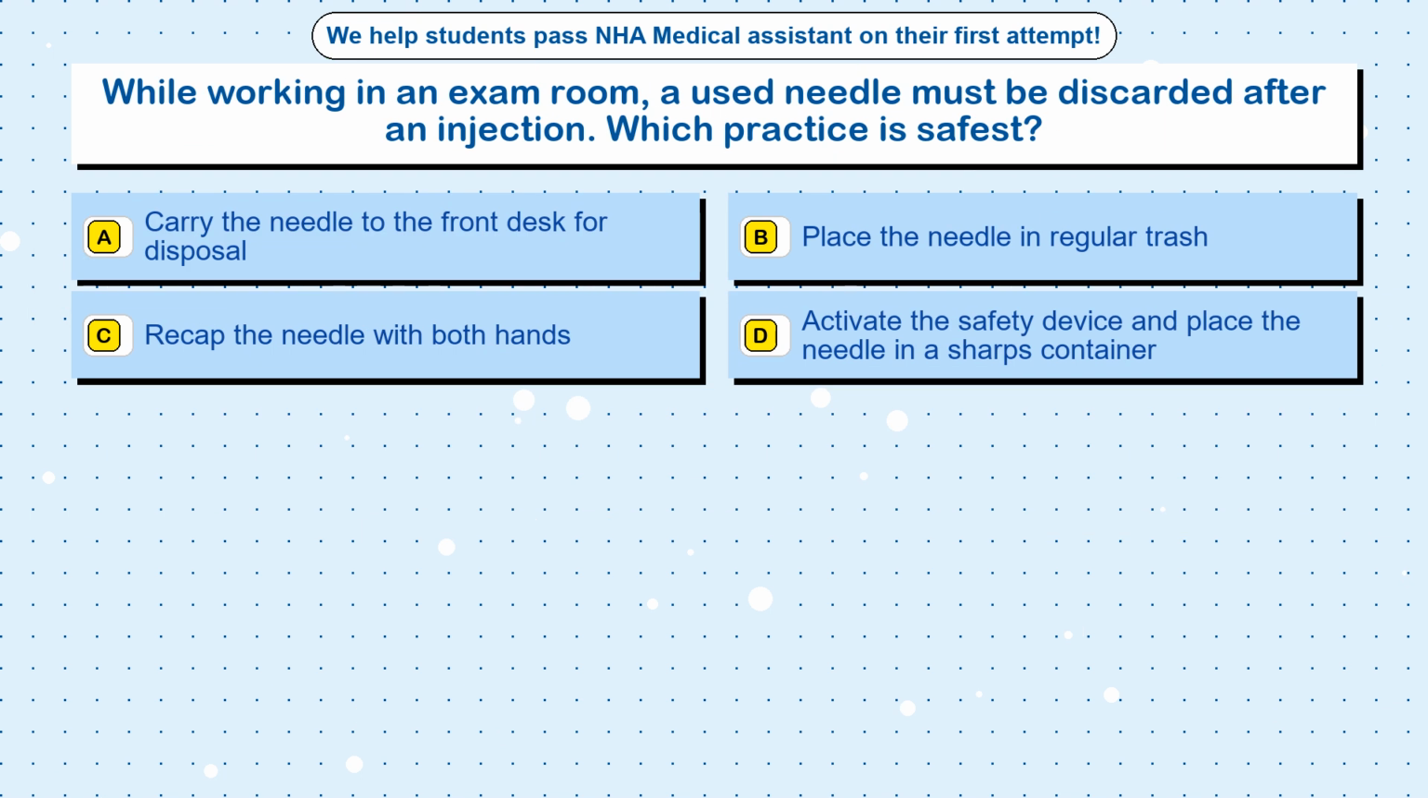Question 20. While working in an exam room, a used needle must be discarded after an injection. Which practice is safest? Option A, carry the needle to the front desk for disposal. Option B, place the needle in regular trash. Option C, recap the needle with both hands. Option D, activate the safety device and place the needle in a sharps container.